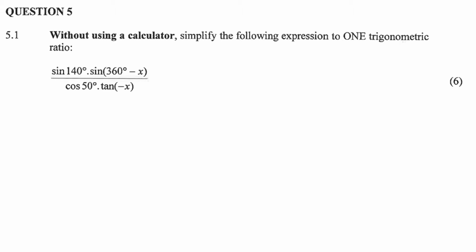All right. So we are given sine 140 times sine (360 minus x), all divided by cos 50 times tan(minus x). Okay, so how can we simplify this? In order to simplify this, we can use the reduction angle formulas, right? We can reduce sine 140. Probably let's first sketch our Cartesian plane.